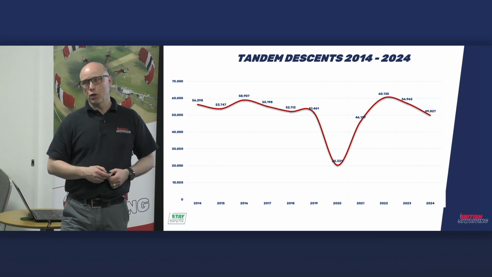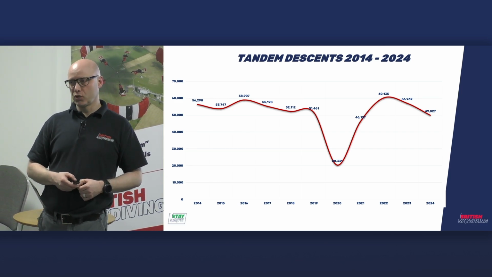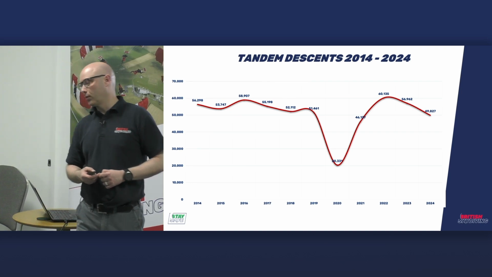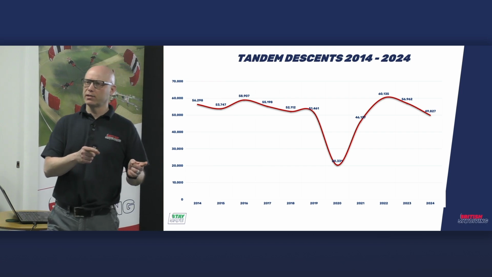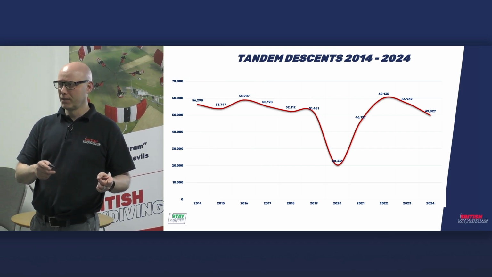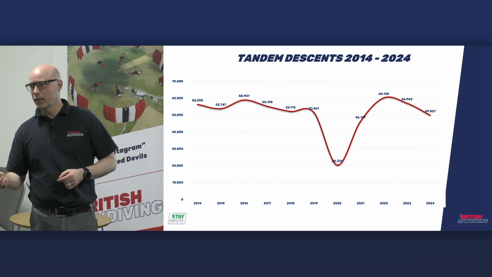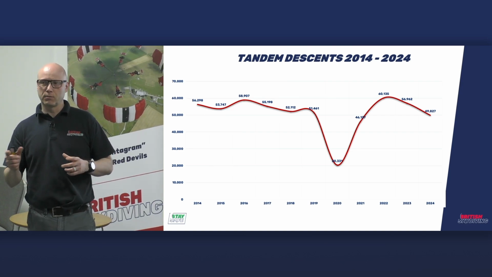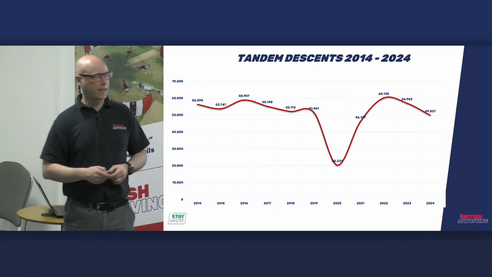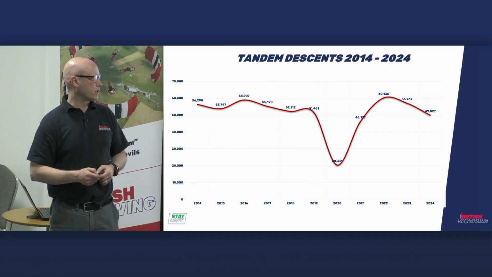In terms of the total tandem descents that we did, 49,827 tandem descents. Now, those sharp-eyed amongst you might be thinking, hang on, if we trained 46,000 students, including CAT system and AFF, how come we've done nearly 50,000 tandems? And that's because there's one big PTO that's not recording or not reporting how many tandem students they trained. But we jumped nearly 50,000 tandem students this year.